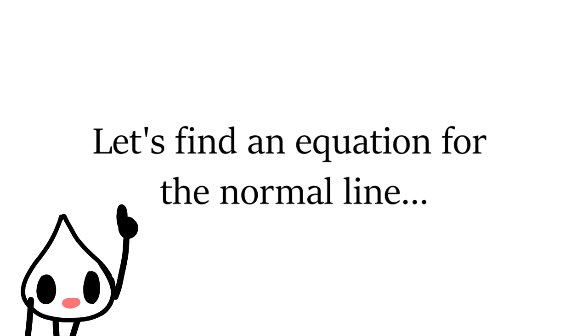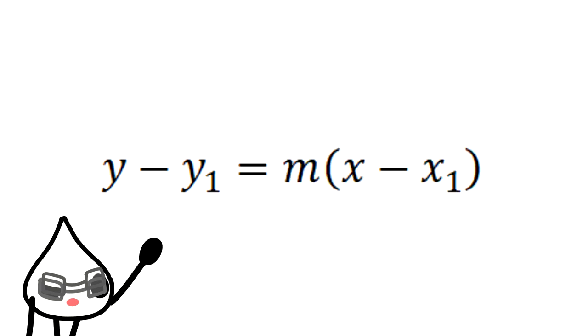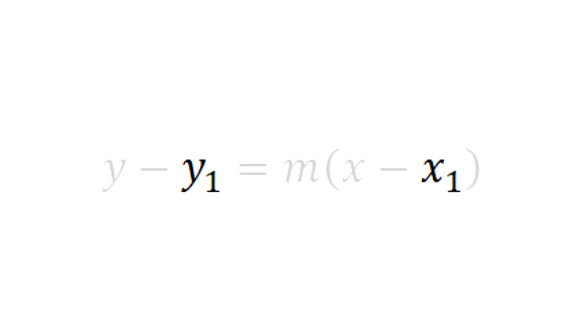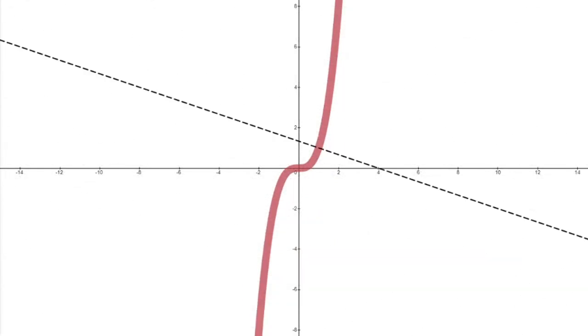Firstly, our starting move would be to find an equation that represents the normal line. And for starters, the equation of a line is y equals mx plus b. But for amateurs, the equation can also be y minus y1 equals m times x minus x1, where the ones are the positions of the line on the x and the y, and m is the slope or steepness of the line. So, to find the right equation of these normal lines, let's start off with just one.